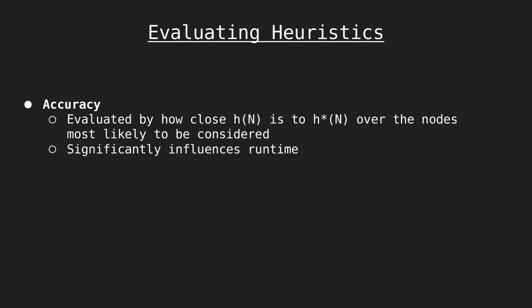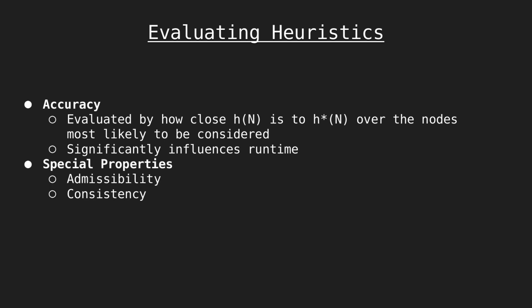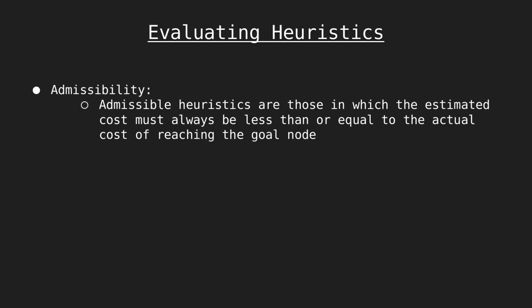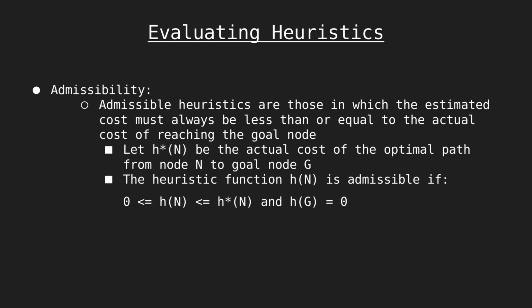How useful a heuristic is depends on 3 things. The first is how accurate it is. How good is it at finding the closest states to the goal? The other 2 are special properties called admissibility and consistency. Admissible heuristics never overestimate the distance to the goal. I'll talk about why this is important when I explain the A* search algorithm in more detail.